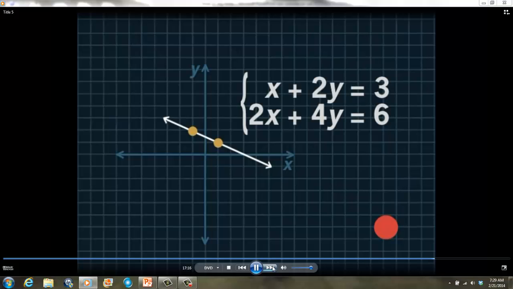This is an example of two equations actually representing the same line. So when you graph these two equations, you'll get the same line. And that means that every ordered pair on this line is a solution to both of these equations. Therefore, your answer is an infinite number of solutions.